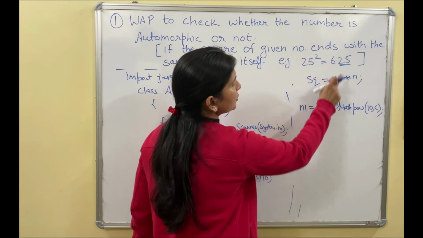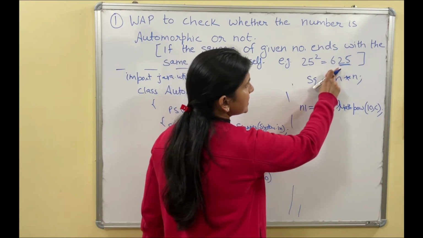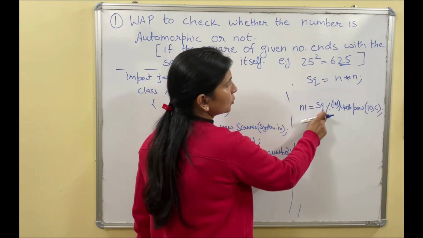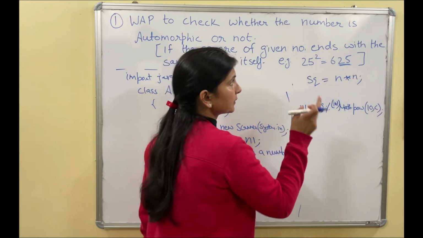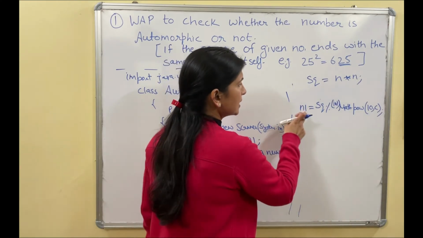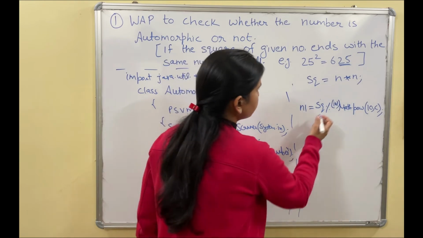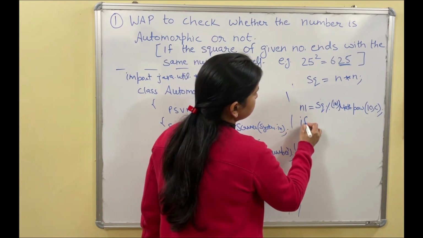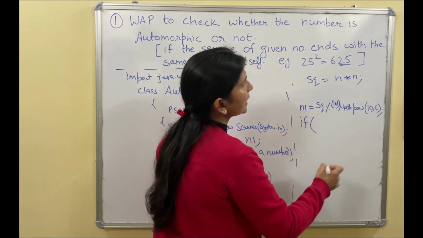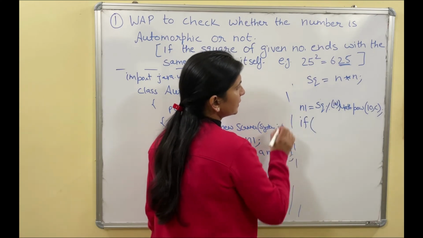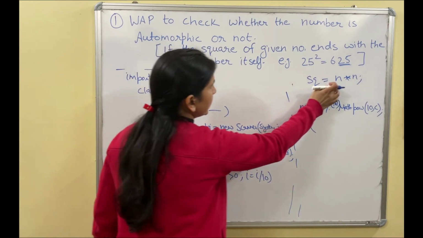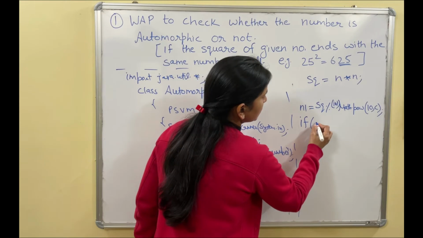So SQ is 625. When you divide 625 by 100, the modulus will return the remainder. So what will be the remainder? 25 only. So in n1, 25 will be assigned. Now we will check if, what do we have to check? If this n1 equals n, that is 25, or not. So what is the condition?